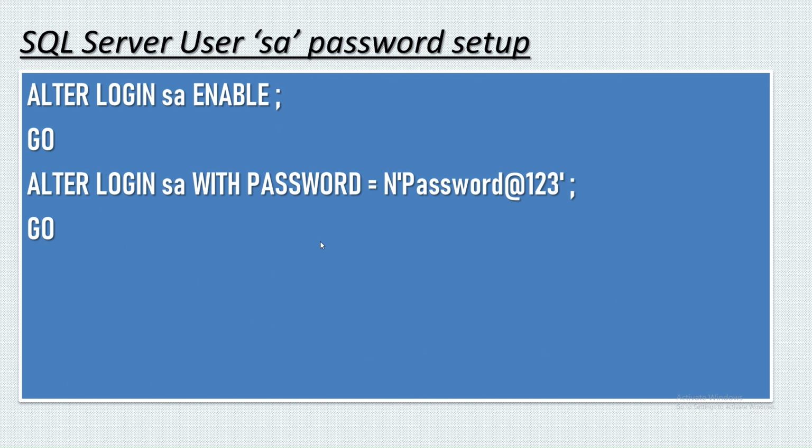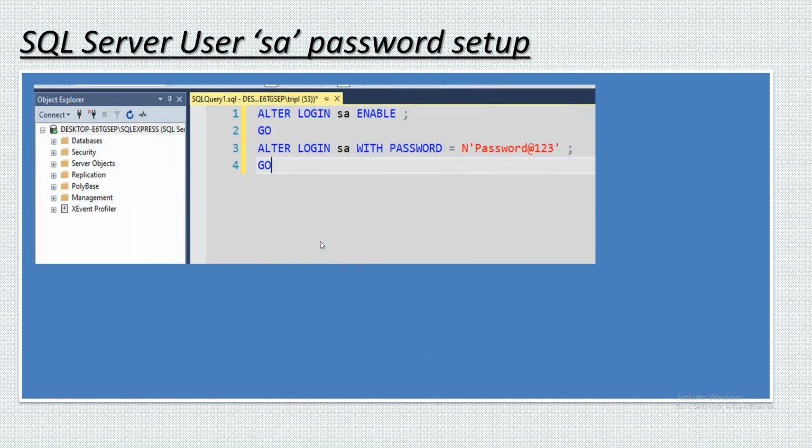After you do this, you have to log out of SQL Server, close it, and open SQL Server as an administrator. Then run this command in the query window: ALTER LOGIN SA ENABLE, GO, ALTER LOGIN SA WITH PASSWORD = N'your password', GO. This is an nvarchar, so N in single quotes, then your password. So that's what we set. Run this command.